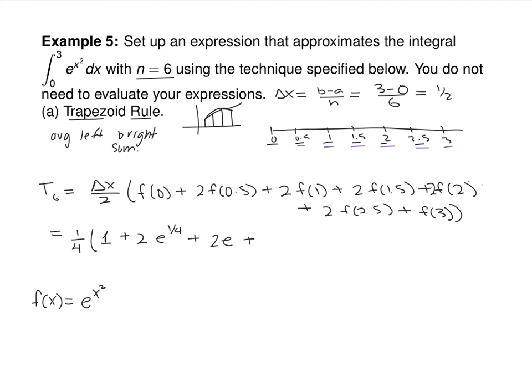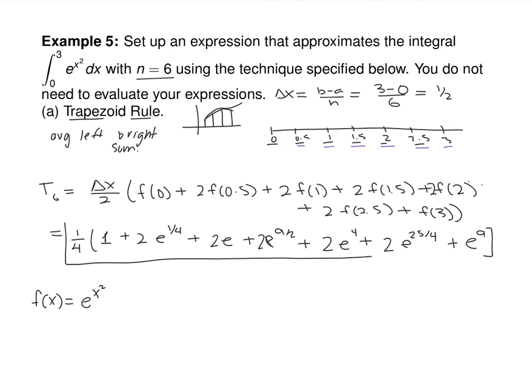plus 2e. Easier to think about 1.5 as 3/2. That will be 2e to the 9/4 once it's been squared. Plus 2e to the 4th. 2.5 we can think about as 5/2. That will be 2e to the 25/4 plus e to the 9th. And obviously that's really as far as you can take it without a calculator, so that is good enough. If you had a calculator, you could get a decimal approximation of that, and that would be an estimate of the area under your curve.